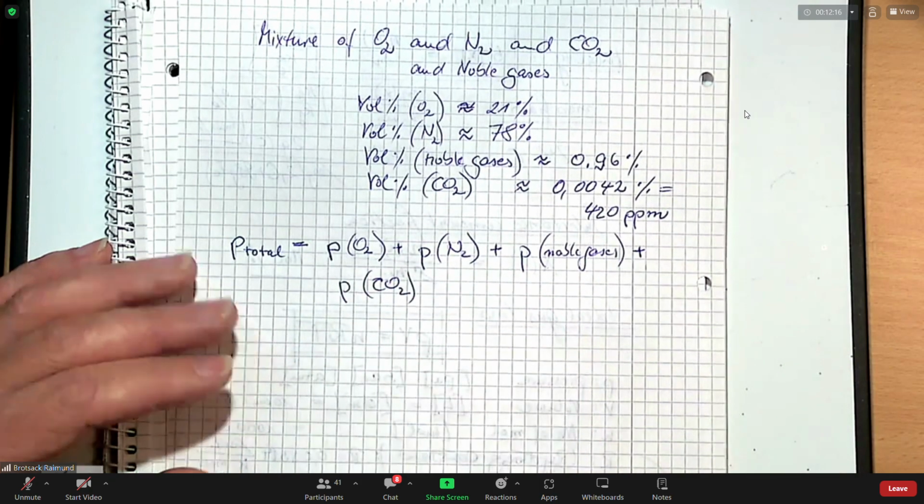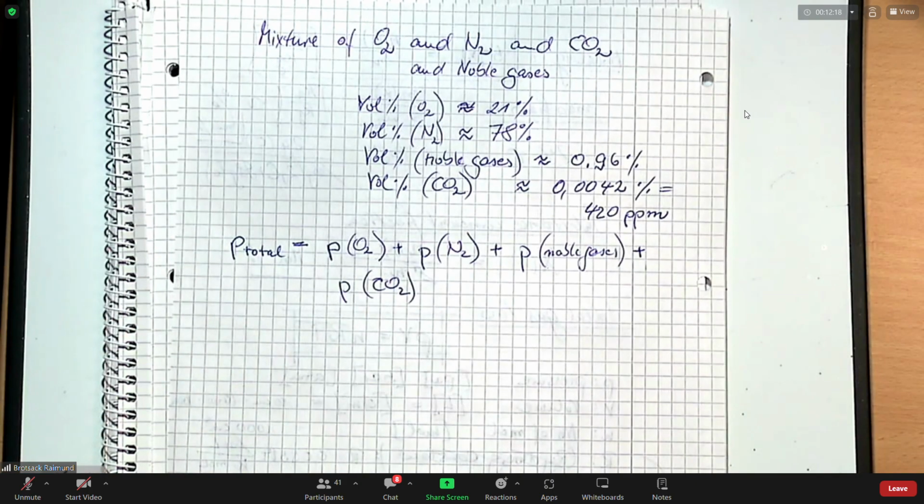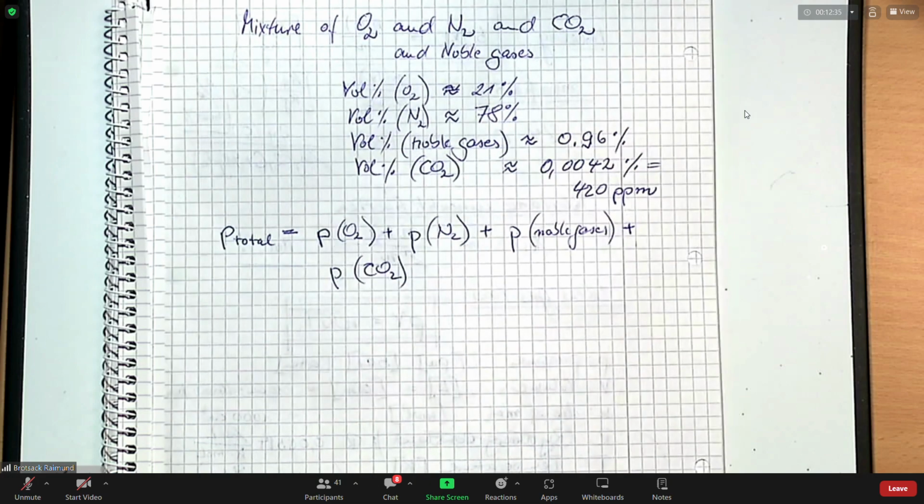We do not talk about other components in the atmosphere. We have hydrogen little, we have methane little, we have very many others, but at very low concentration. So we do not calculate. Ozone as well, but it is a very low concentration.